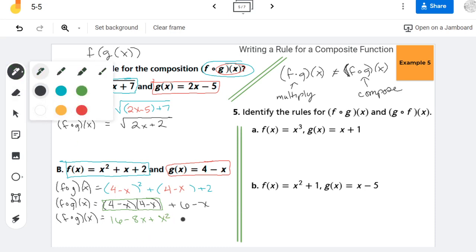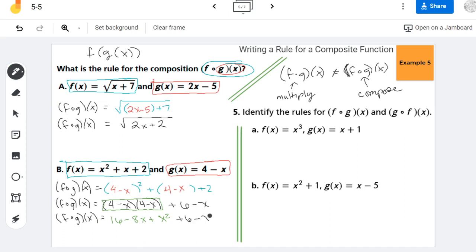Okay, if you need to go to the side and do all your steps, go to the side and do all your steps. I didn't leave much room, to be honest. And then our last step, we want to write it in standard form. So standard form, right, you want to make sure that your highest exponent goes first, and that all your like terms are combined. So the negative 8 and the negative x here, they come together, and the 16 and the 6 come together. And there we have it. So that is our composed function.